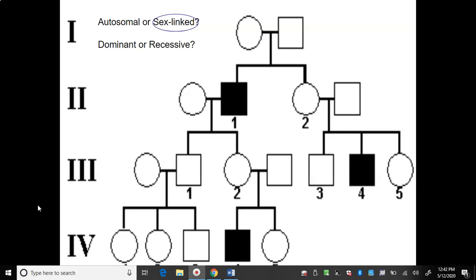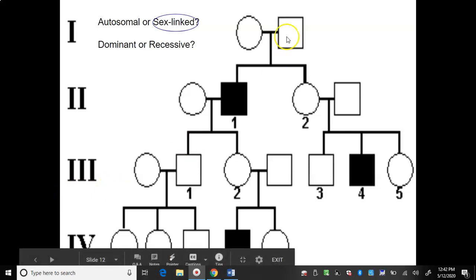So then the next thing you have to do is ask: is it dominant or recessive? If it's dominant, at least one parent has to have it, and you should see it in every generation. If it's recessive, two parents cannot have the trait, and then a kid does. So then it would skip generations.